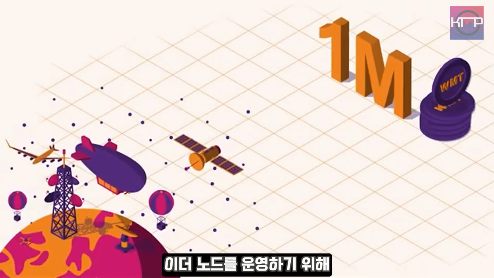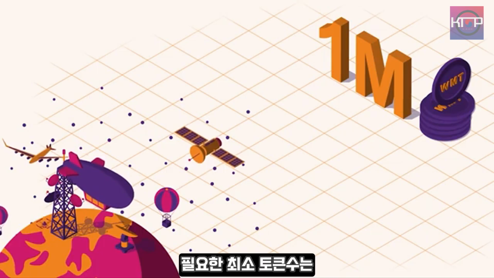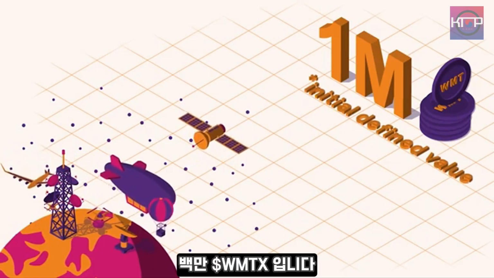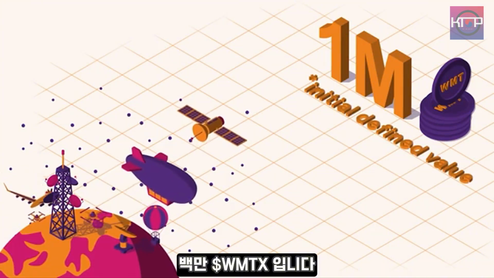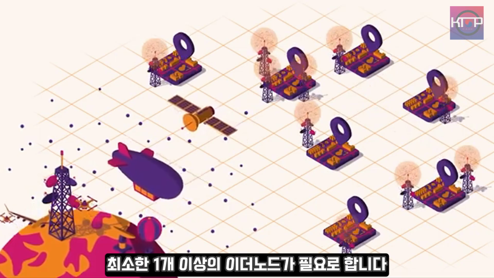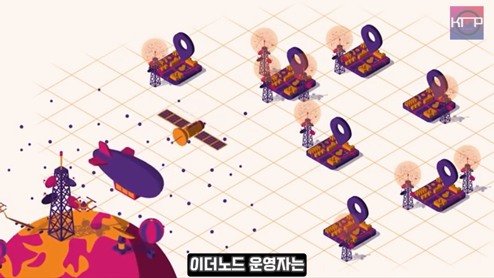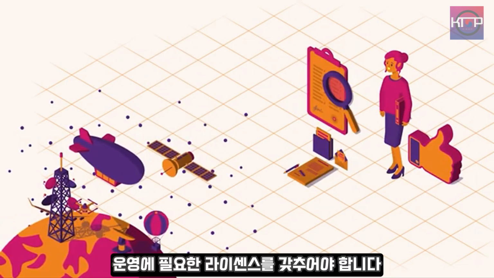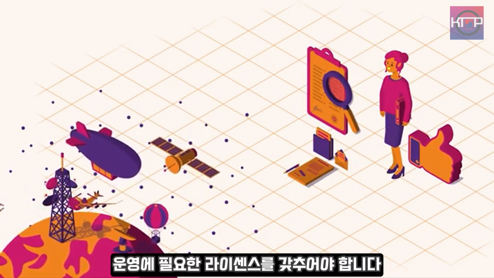The minimum number of tokens required to operate an Ether node is a variable defined in the initial blockchain parameters as 1 million WorldMobile tokens. Each country requires a minimum of 1 Ether node in order to provide service. The Ether node operators are required to meet local regulations and have the necessary licenses to operate the service.